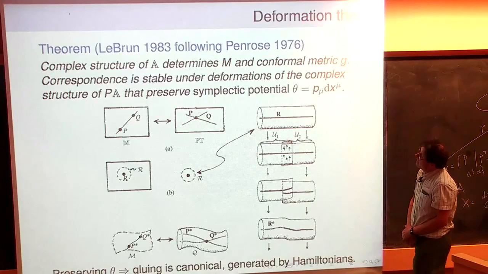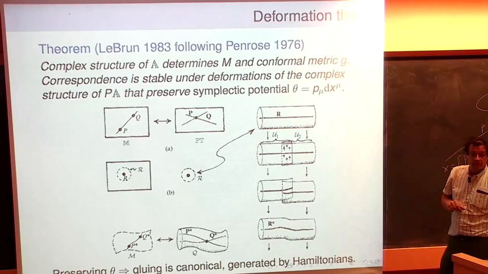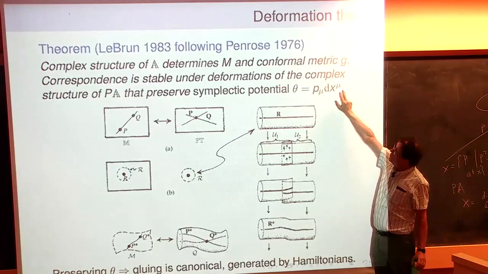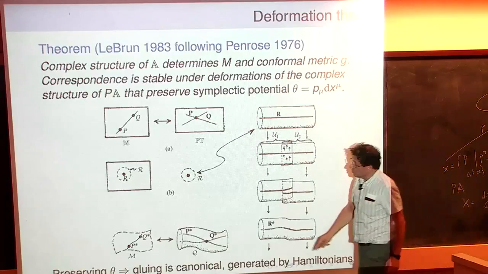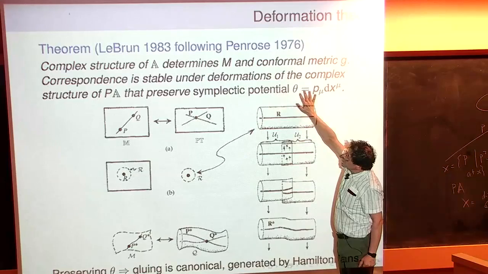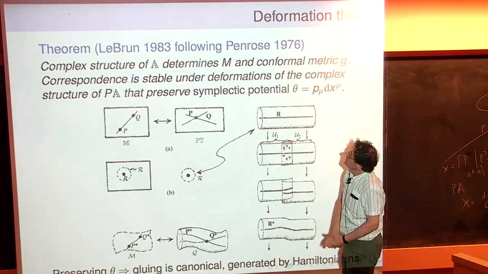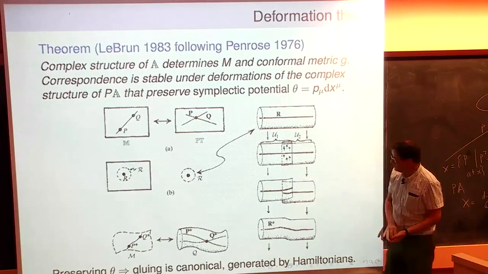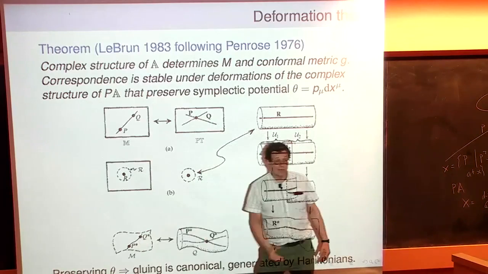I'm sorry, where did the symplectic potential come in? I was just about to talk about the symplectic potential. All you needed was the complex structure. So the symplectic potential comes in if you want to make sure that you haven't introduced any torsion into the space-time. The theorem that Claude LeBrun proved was that you have to preserve the symplectic potential, this p dot dx, if you want to ensure that you're actually getting just a conformal structure, not a conformal structure together with torsion.